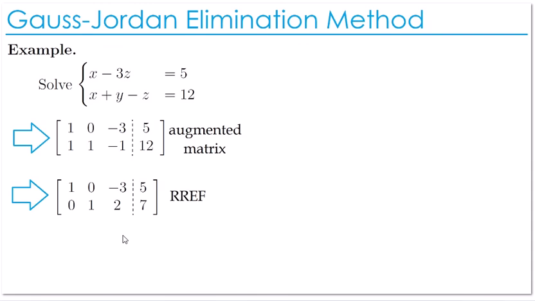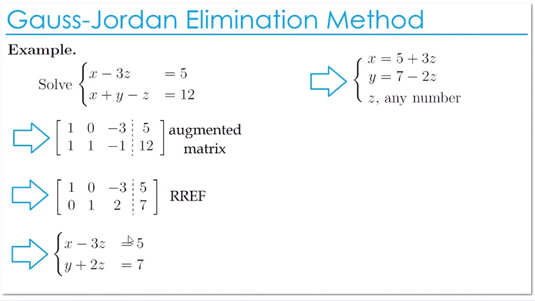Let's write this back as a linear system, one with variables x, y, z. We have here x, 0y, negative 3z, and for our second equation, 0x plus y plus 2z is equal to 7. If we isolate x in the first equation here, we get x is equal to 5 plus 3z. Likewise for y, we get y is equal to 7 minus 2z.